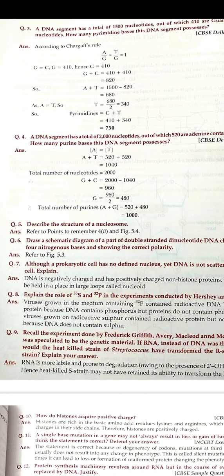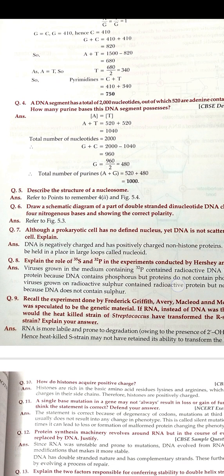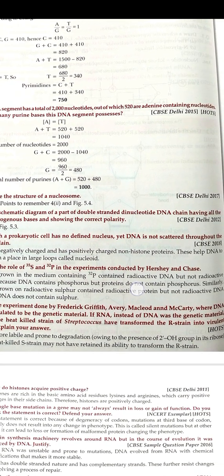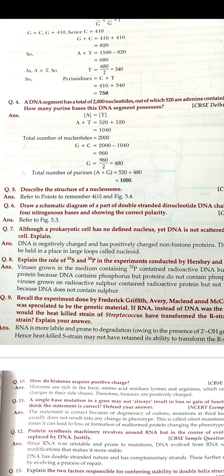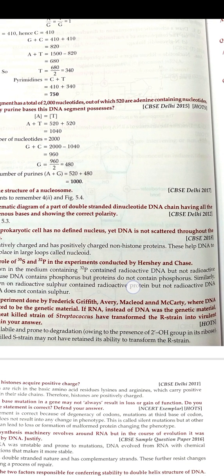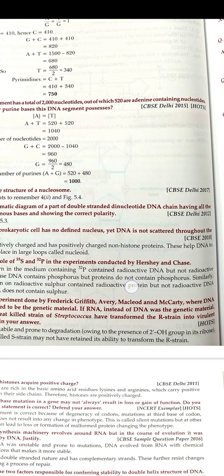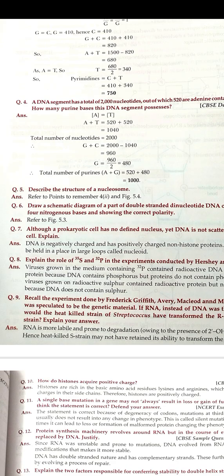Now next question, describe the structure of nucleosome. This refers to number 4. Okay. Next question number 6, draw a schematic diagram of a part of a double-stranded dinucleotide DNA chain having all the 4 nitrogenous bases and showing the correct polarity. So the same question was asked in CBSE Delhi 2012. This is the same question, refer to figure 5.3.